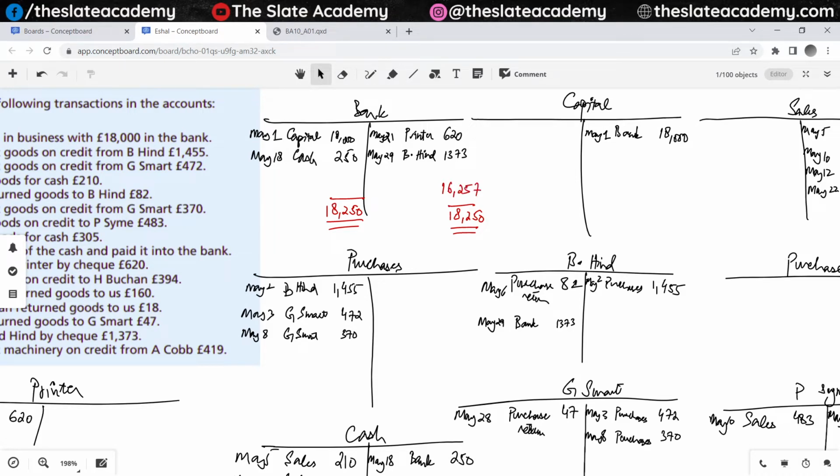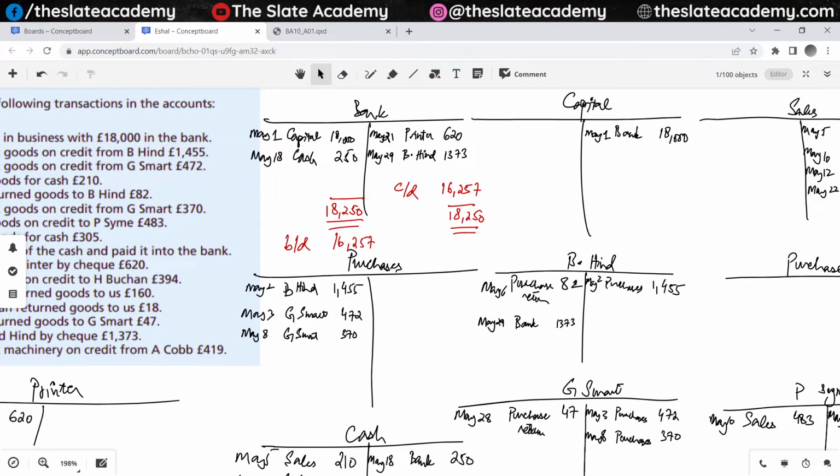16,257. This is called the carried down balance, or the closing balance of any particular T account. Right now, since we are dealing with just assets, liabilities and capital, we can say that this is the closing balance, and one period's carried down will be next period's brought down. One period's closing balance would be the opening balance for the next period. Simple.